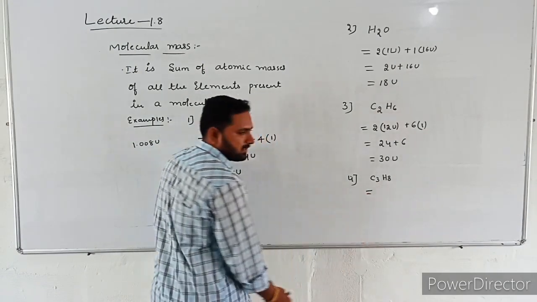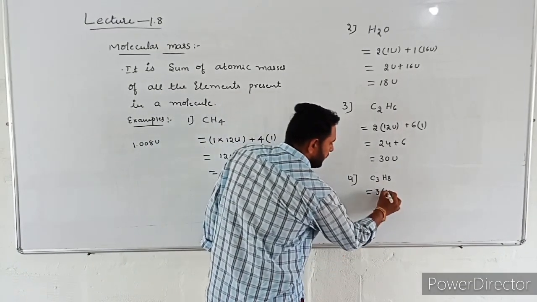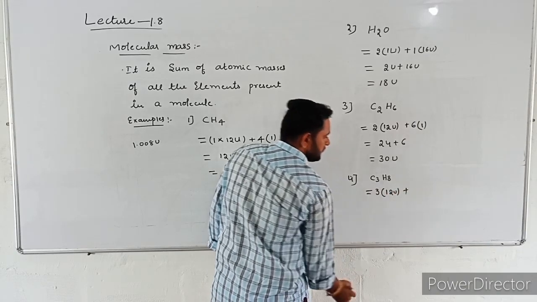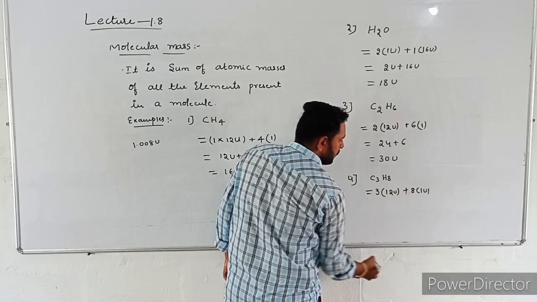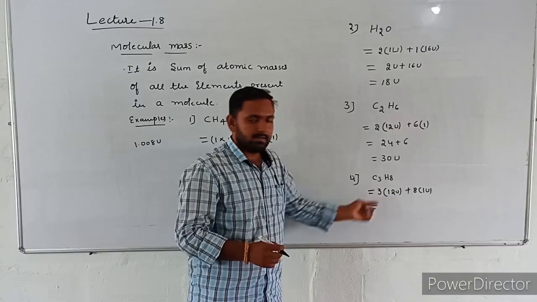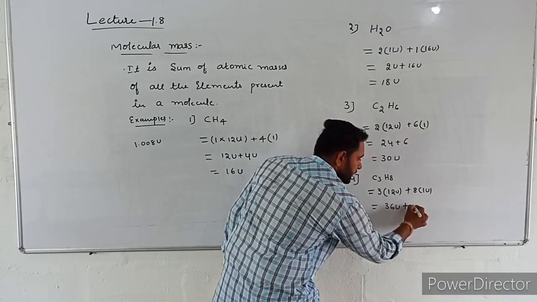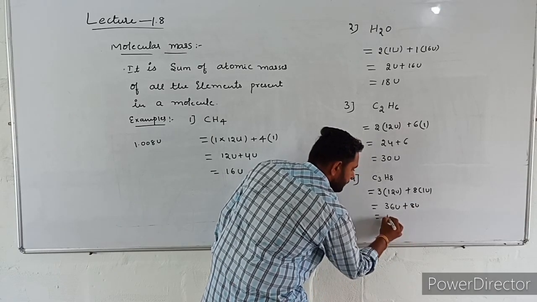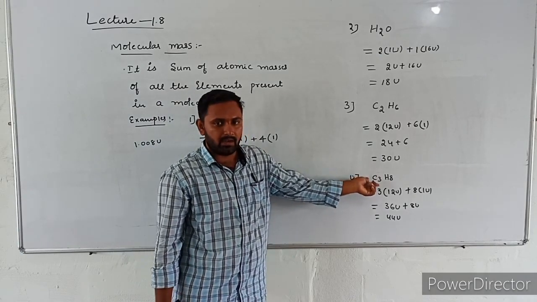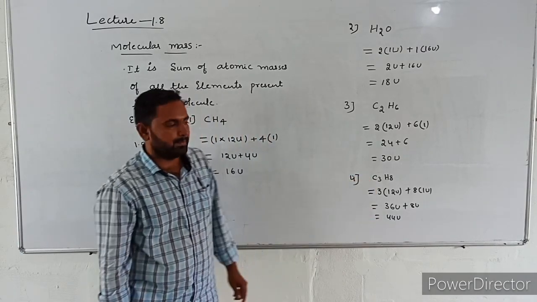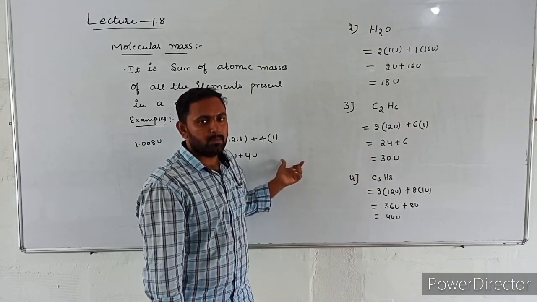Now, how many carbon atoms are there? 3 carbons. Then what is the atomic mass of one carbon? 12U. Plus, how many hydrogen atoms are there? 8. What is the atomic mass of one hydrogen? 1U. Now calculate. 12 × 3 is 36U plus 8 is 8U. Total you will get 44 unified mass. The molecular mass of propane is 44 unified mass. Similarly, we have to calculate molecular masses for other molecules also.